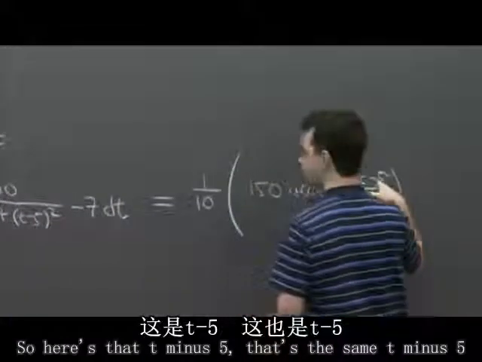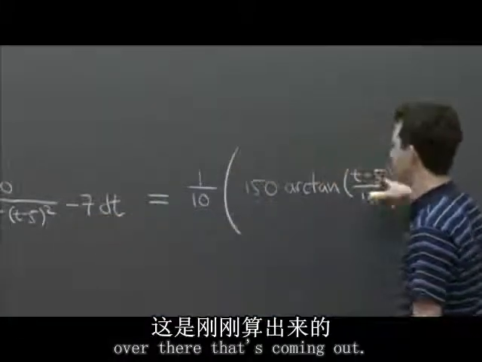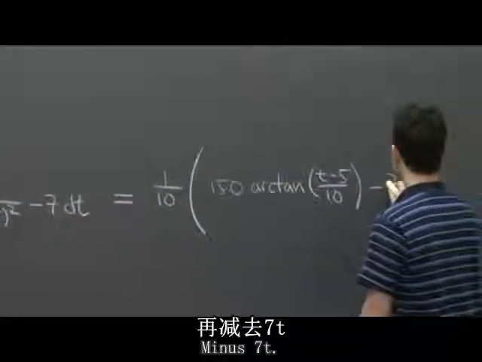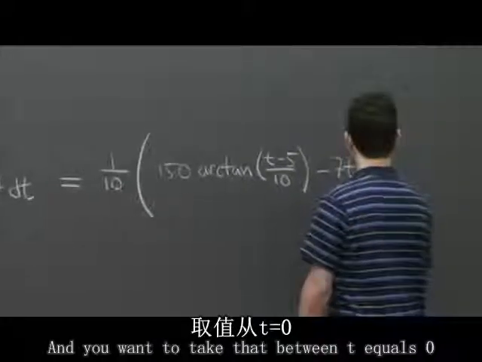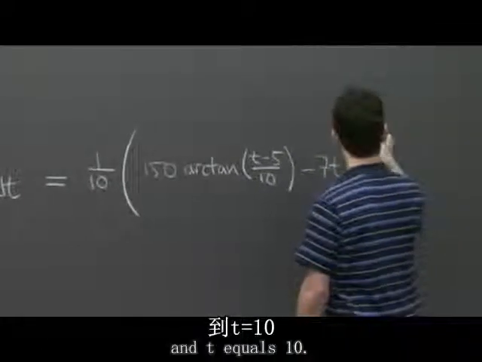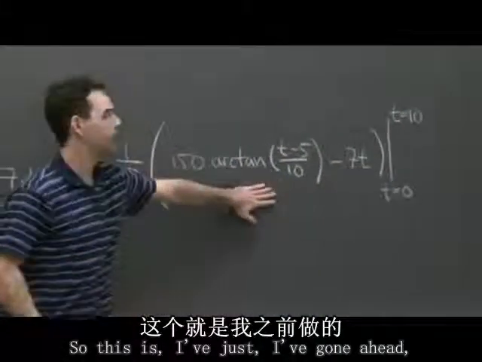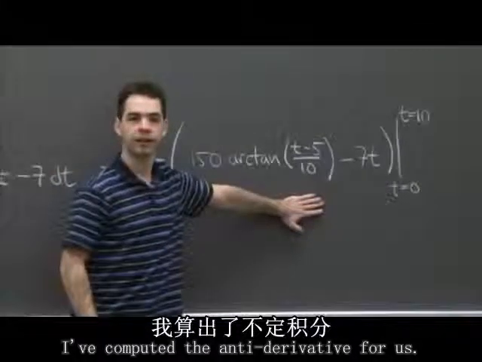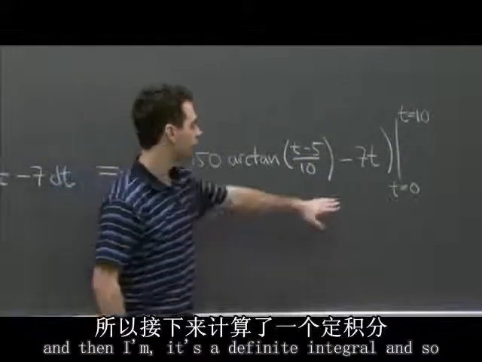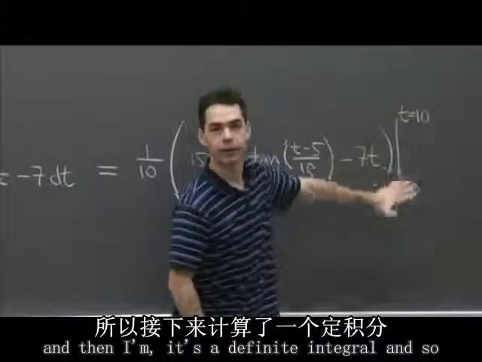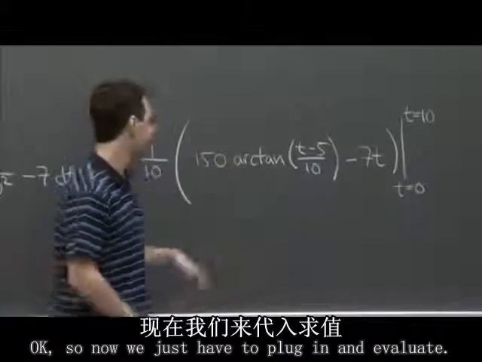So here's that t minus 5. That's the same t minus 5 over there that's coming out, minus 7t. And you want to take that between t equals 0 and t equals 10. I've gone ahead and computed the antiderivative for us. There's my 1/10 because I'm doing an average value, and then it's a definite integral, and so I'm using the fundamental theorem of calculus. There are my bounds. OK, so now we just have to plug in and evaluate.